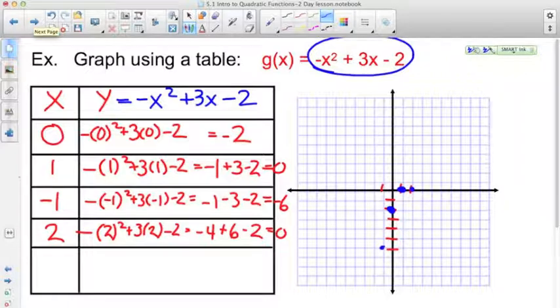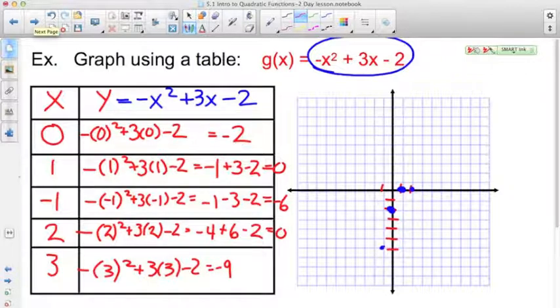Let's not graph negative 2, and let's see what happens when we get 3. Something happened where we had 2 little dots, and we know that it has to be the shape of a U. So negative 3 squared plus 3 times 3 minus 2. So 3 times 3 is 9, with a negative in front is now negative 9. 3 times 3 is 9, and then minus 2. Negative 9 plus 9 is 0, minus 2. So now we're going to go right 3, down 2.